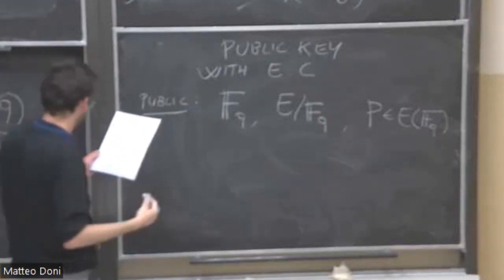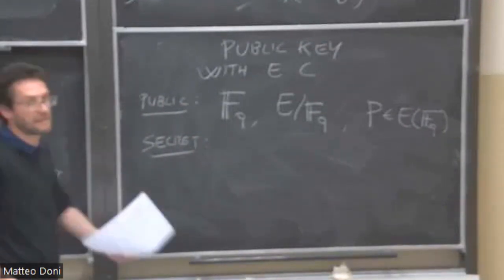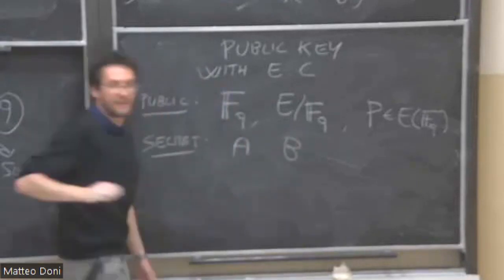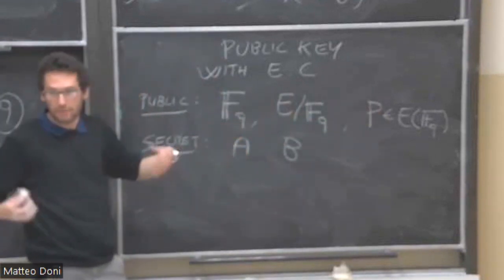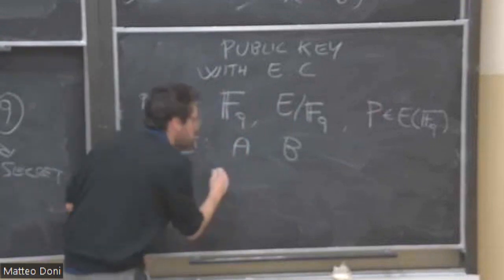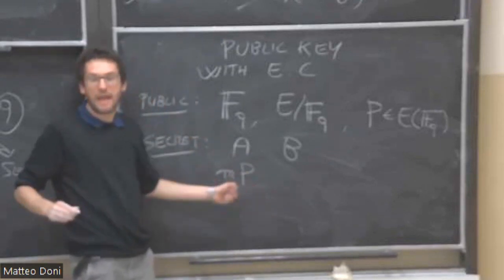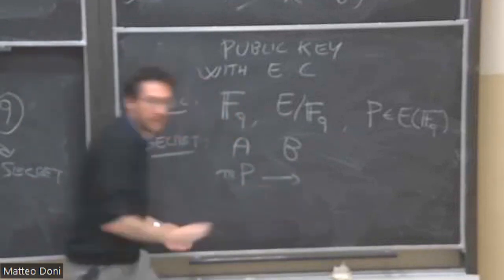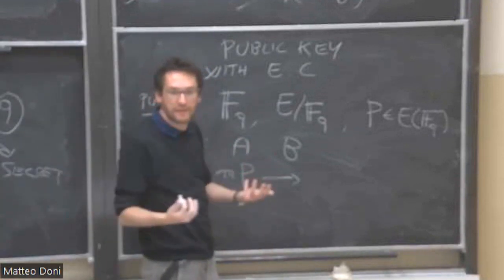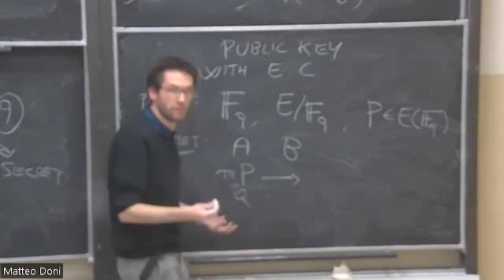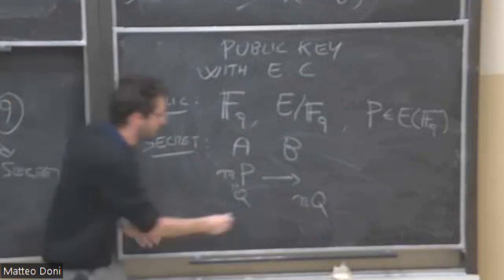What are the secret ones? The idea is that you have Alice and Bob, as always in cryptography, who want to send messages. They share this common knowledge. For example, Alice will choose an integer m, sum P with itself m times, and send this to Bob. Then Bob will do the same thing with another integer. Let us call this n. He computes n times the received point and sends it back.